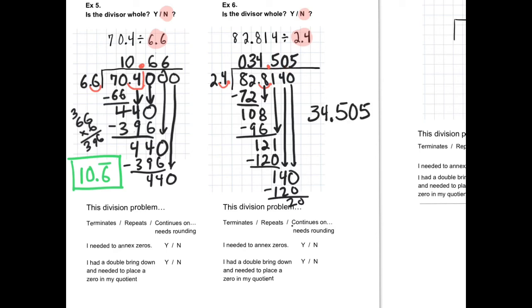Our answer so far is 34 and 505 thousandths. That means we've got 50 hundredths so far. I look to the right in the thousands place and I see 5 or above, which means I'm going to give that 50 hundredths a shove. So my final answer is going to be 34 and 51 hundredths.